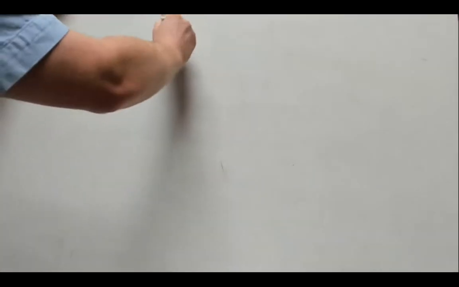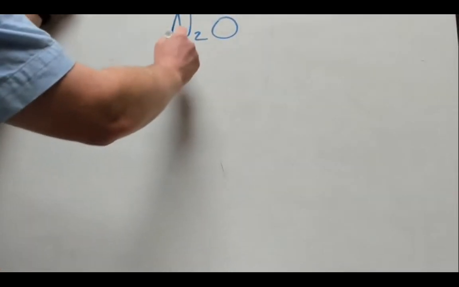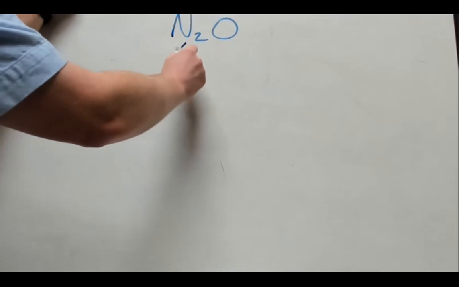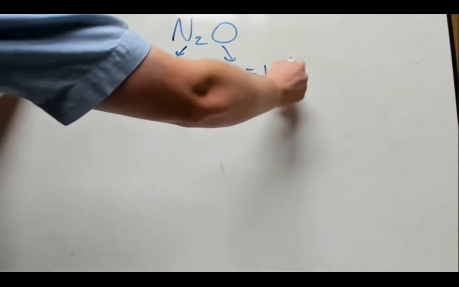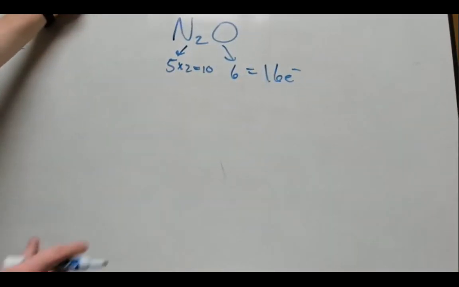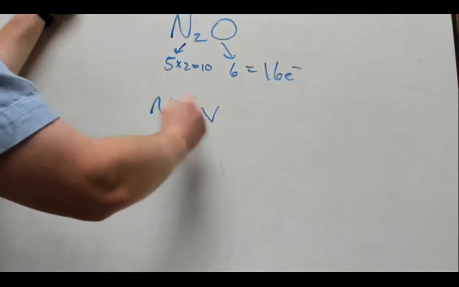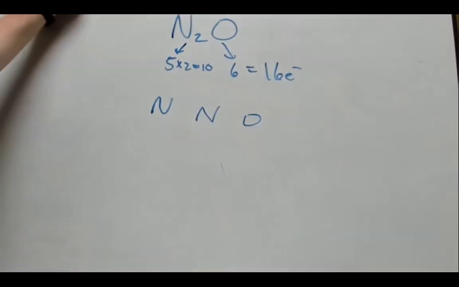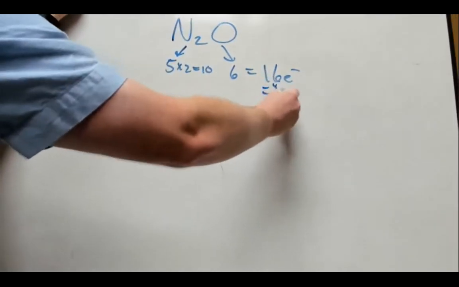Let's go back to this one, N2O. This is nitrous oxide. If you've ever been to the dentist and they gave you laughing gas, this is the laughing gas. There are 2 nitrogens, so 5 times 2 is 10. We said oxygen is 6, so there's 16 total electrons. One of the nitrogens will be in the middle, and we'll just draw them like this. So here's the single bonds, minus 4, we have 12.